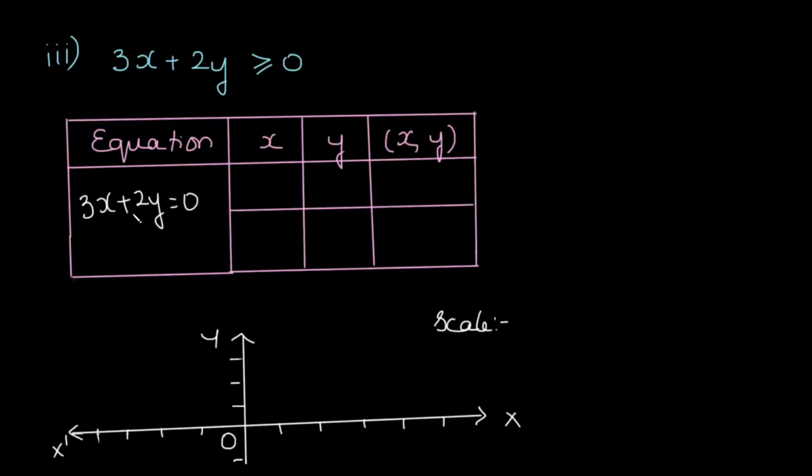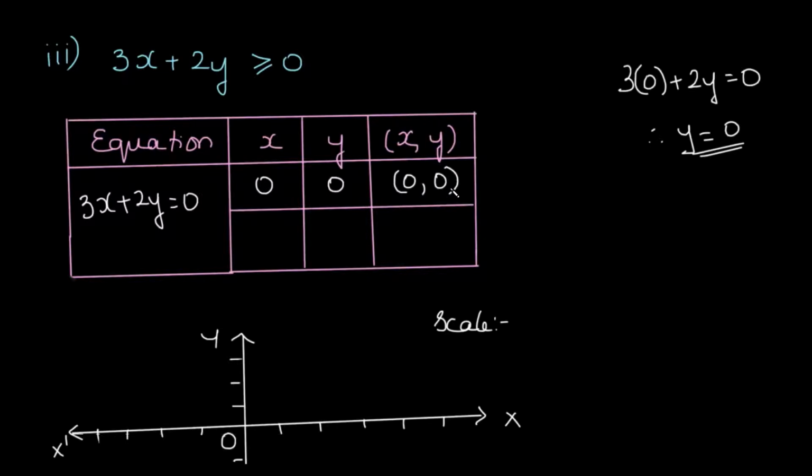Now see, obviously when you put x as 0, you are going to get 3 into 0 plus 2y is equal to 0, and therefore y becomes 0 in this case. So when x is 0, y is 0. That means the line is passing through the origin. So 0, 0 is a point on the line. Now we also require one more point for the line. So we take any convenient value of x, and find the corresponding value of y.